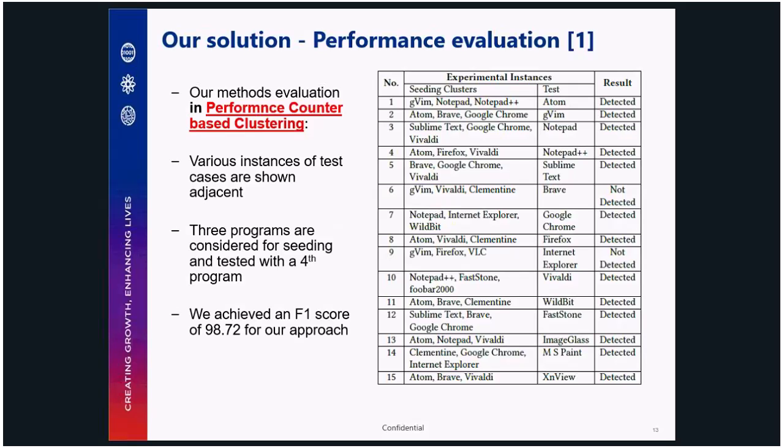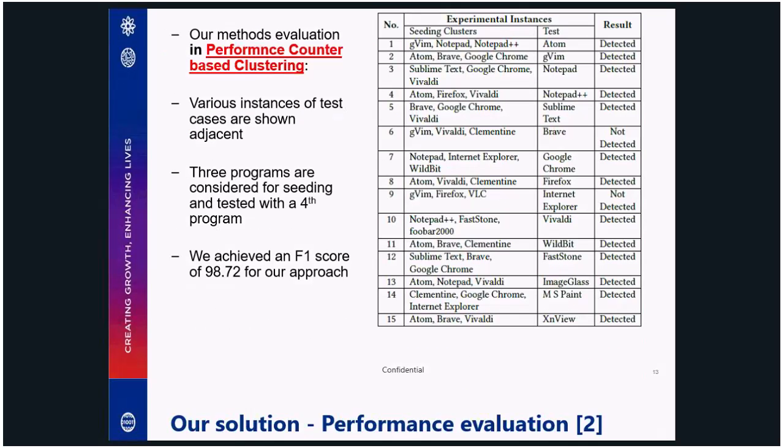It's important to observe that in some cases it did not detect, like number 6 and number 9. So GVim, Vivaldi, Clementine, and Brave are not detected as a separate cluster. What it means is that the behavior of this particular program, as modeled by performance counters, is close to one of these 3, or maybe more than one. Like that we performed the clustering, and we achieved an F1 score of 98.72 for our approach. It's decent enough.